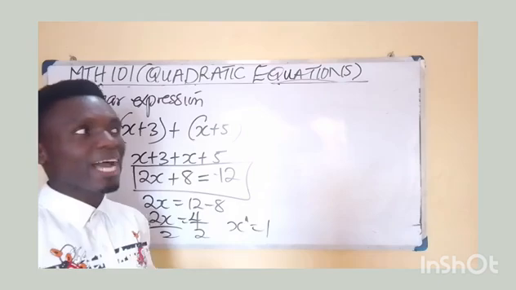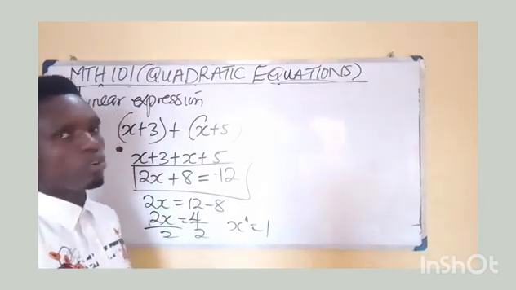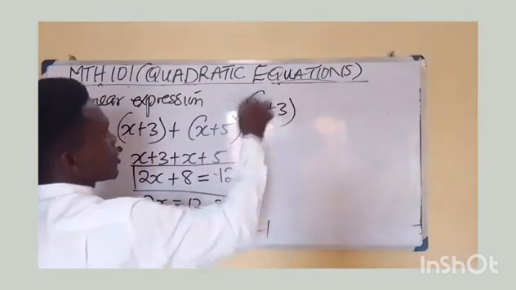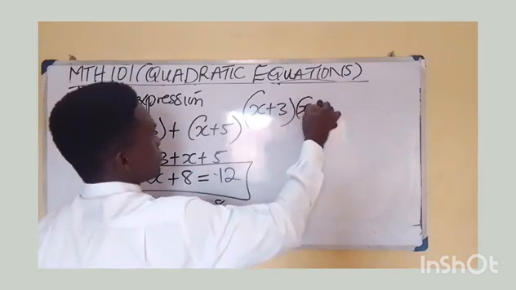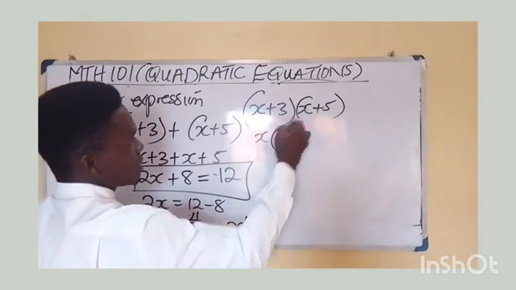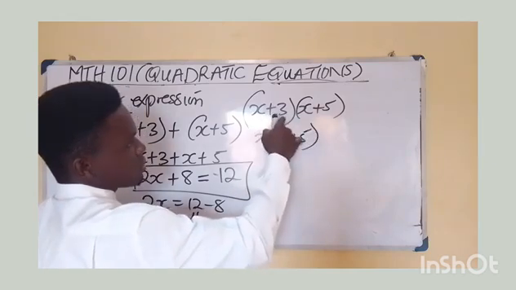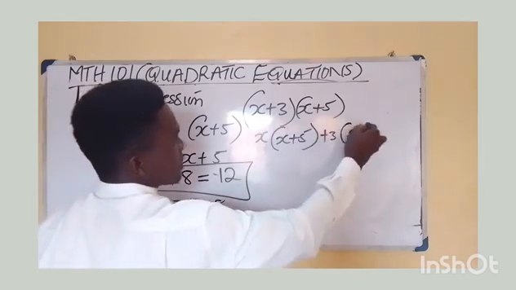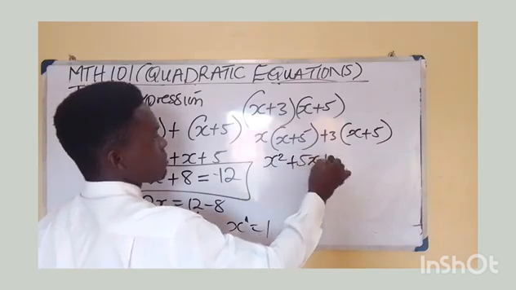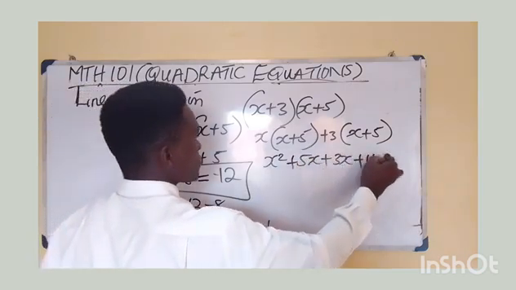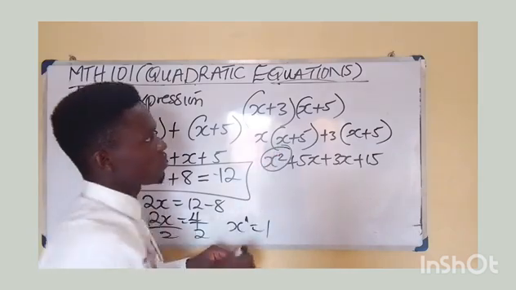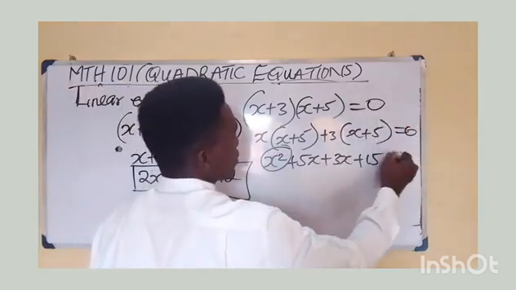But a type of equation in which the highest power of x is 2 is called a quadratic equation. What if I should do this? If I have x plus 3, I'll multiply it by x plus 5. What will I have? I'll open brackets, x times x plus 5, and I'm left with plus 3 times x plus 5. X times x, x squared, plus 5x plus 3x plus 15. The highest power of x is 2, all equal to 0.